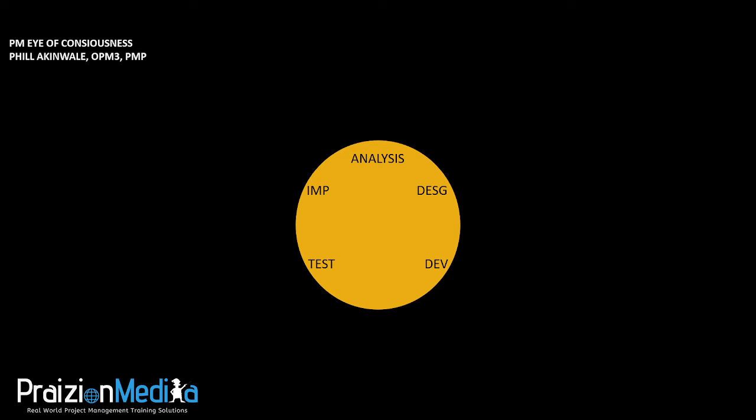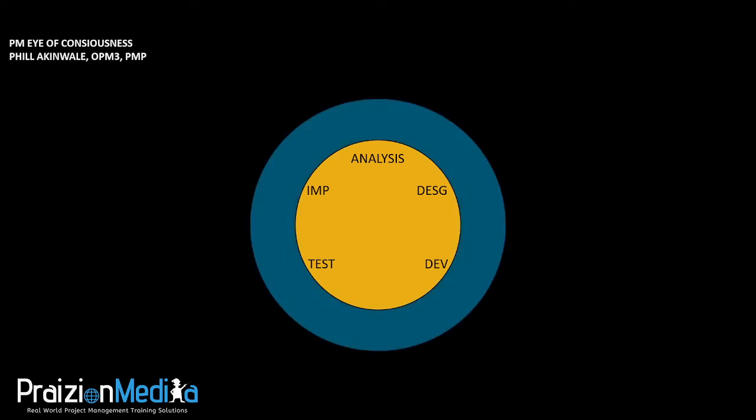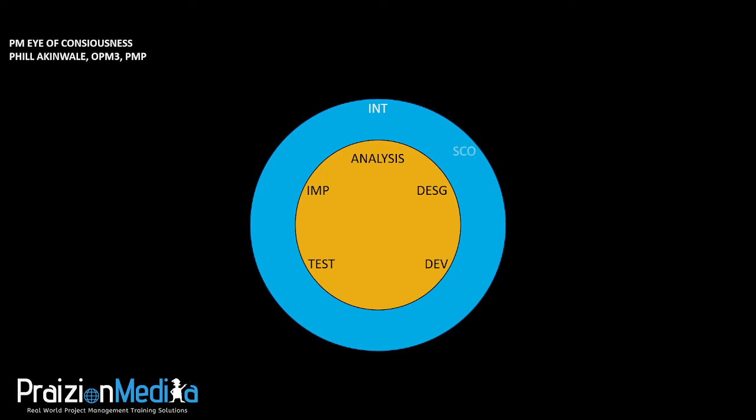Now, all of this happens in a wider expanse of project management. You need to understand what the project manager does as this product is being developed. There is integration, scope, scheduling going on. There is costing. There is quality. There is resource management, communications, risk, procurement, and stakeholder management.